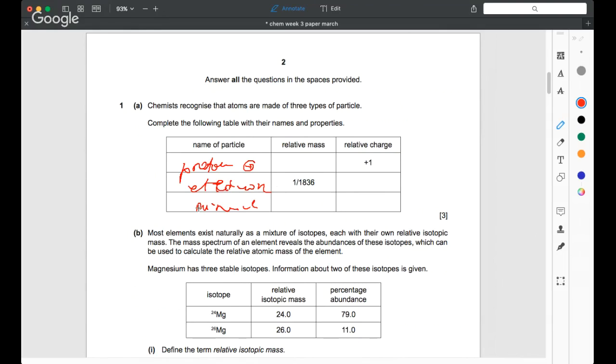So let's change this, it will be -1, and this one will be 0. And the mass will be 1 and 1, right? Yeah, 1 and 1.